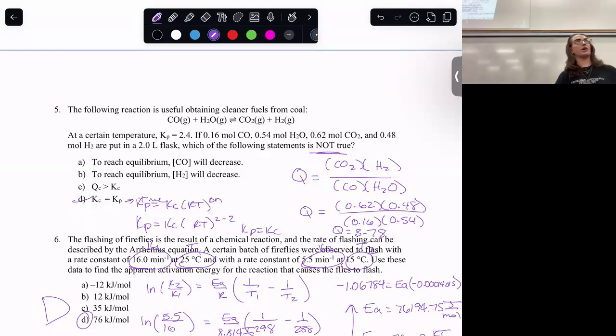How does Q compare to K? Q is greater than K. So is that choice true or false? This is true, right? So this is true, so this is not going to be our answer.